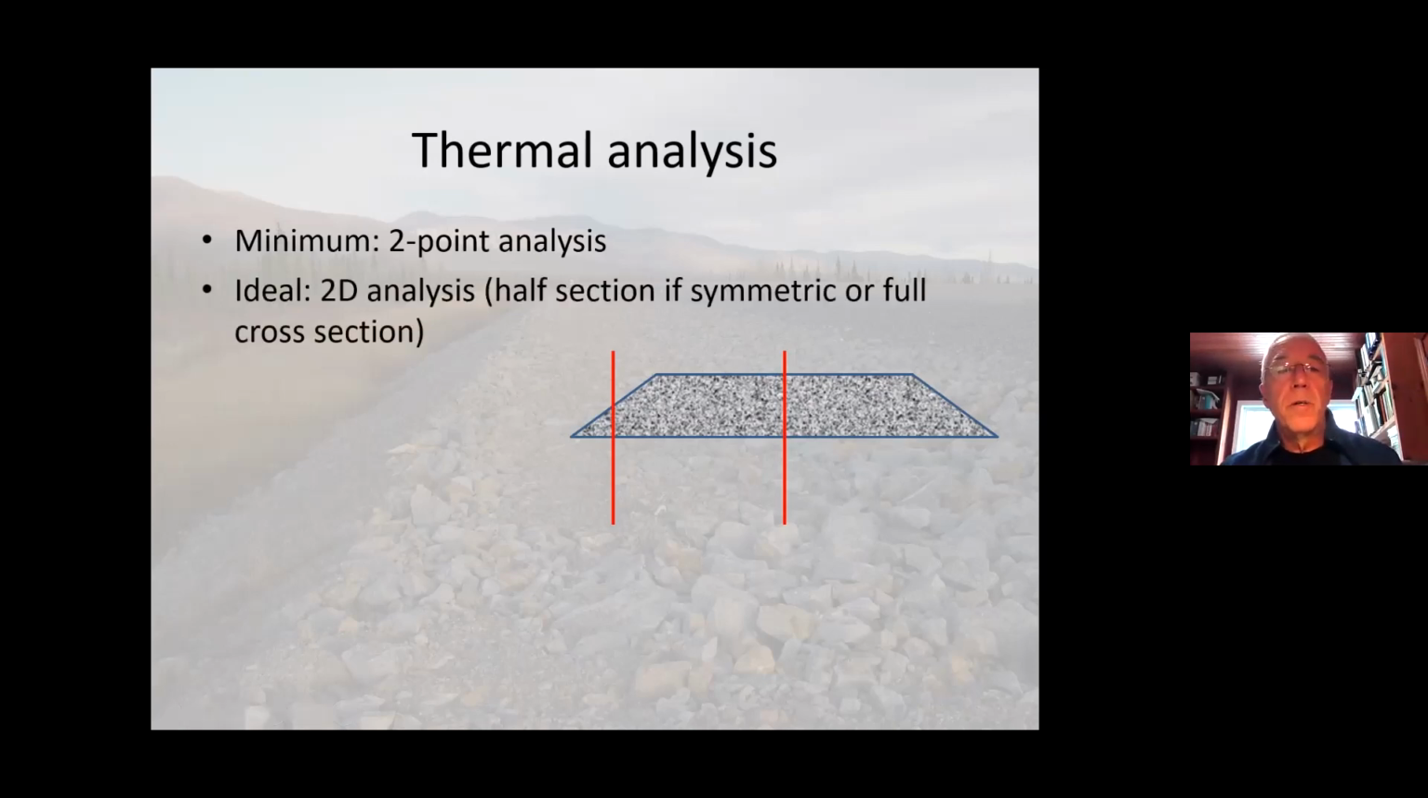The ideal, of course, is to do a 2D analysis. It could be half a section if the embankment is symmetric, or full cross section if it's not. Embankment that would build a cross slope, for instance, would be not symmetric. So you need to look at the full section.